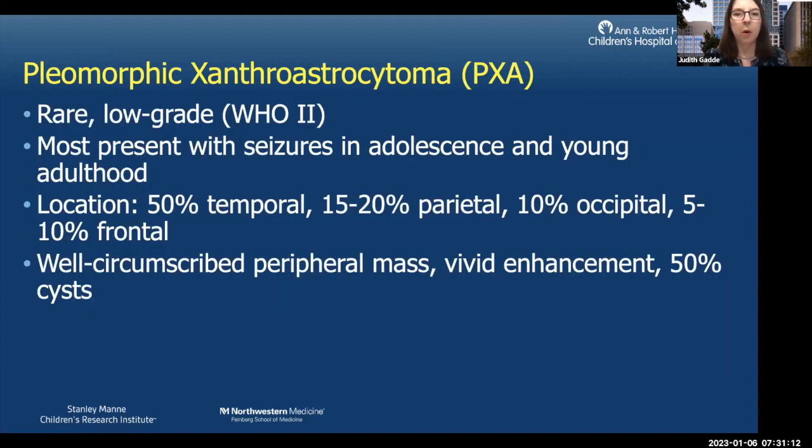Then we have what we often abbreviate as a PXA, which is a pleomorphic xanthoastrocytoma. So we're moving up in grades a little bit, but this is still low grade, which is a WHO grade 2. Again, most commonly will present with seizures in either adolescence or young adulthood. Again, most common in the temporal lobe, but can occur in other lobes. And this tends to be a well-circumscribed, again, peripheral or cortical-based mass, but these tend to have more vivid enhancement, and they can have a cyst associated with it, which is more seen with PXA than a DNET.